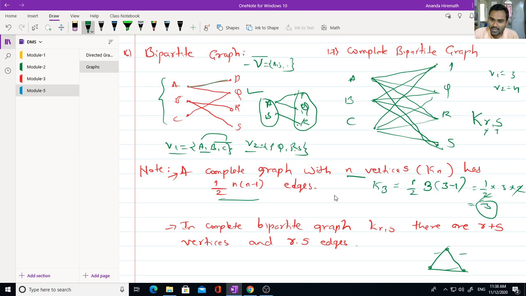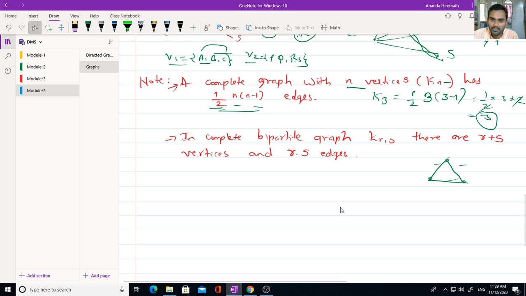So remember this: if a graph is a complete graph and it has n vertices, then there will be 1/2 into n into (n minus 1) edges. Similarly, in a complete bipartite graph Kr,s, there will be r plus s vertices and r into s edges. So you can easily calculate the number of vertices as well as the number of edges in a complete graph as well as in a complete bipartite graph. Thank you.